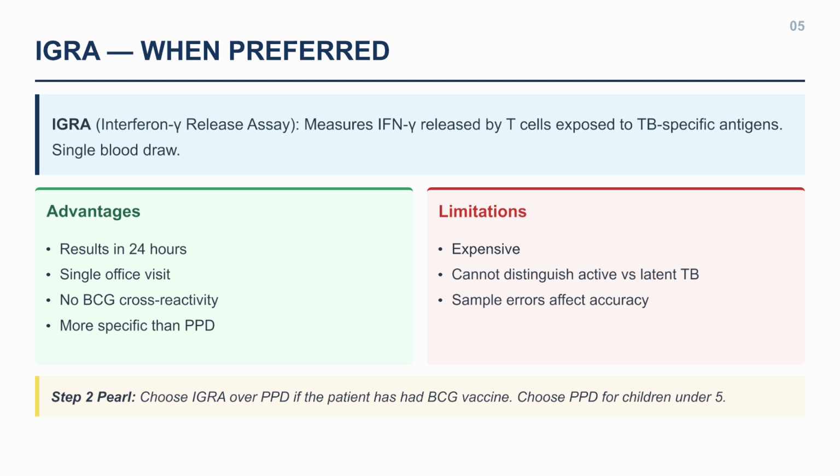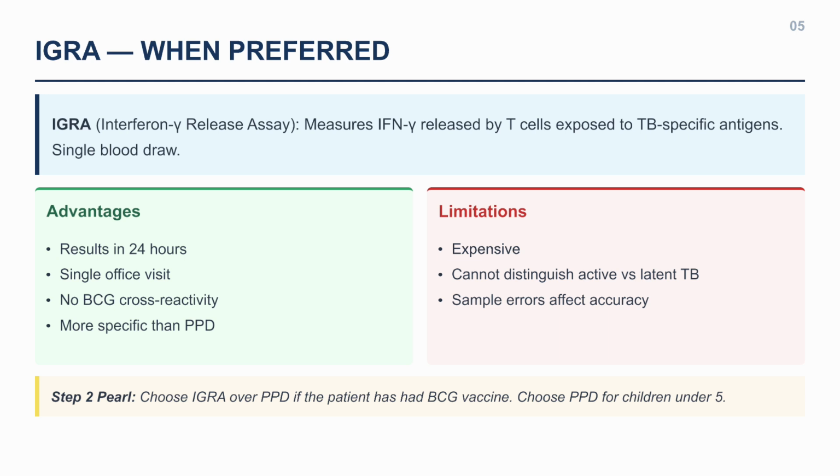The interferon gamma release assay, or IGRA, is a blood test that measures interferon gamma released by T cells exposed to TB-specific antigens. It has several advantages over PPD. Results are available within 24 hours. It requires only a single office visit. And importantly, it does not cross-react with the BCG vaccine. It's also more specific than PPD.